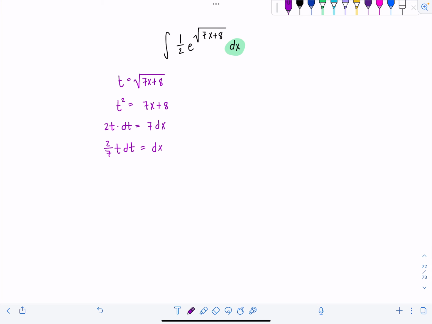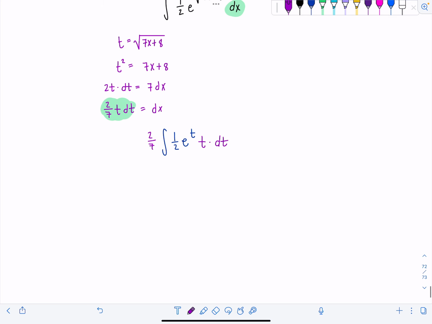So now we should be able to rewrite the whole integral in terms of t. I've got 1/2 e to the t, and then dx is 2/7 t dt. So I'll put the 2/7 here, and then we have t dt. Let's clean this up. I can clean up the constants. These 2's cancel. And then we have here 1/7 integral t times e to the t dt. And then hopefully now you can see it's set up to be beautifully completed using integration by parts.